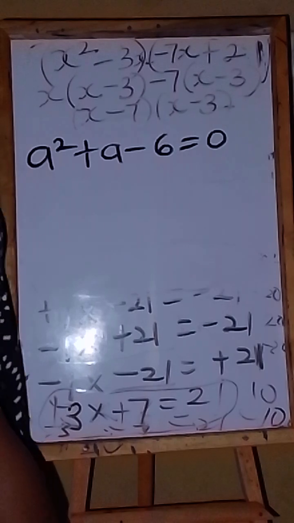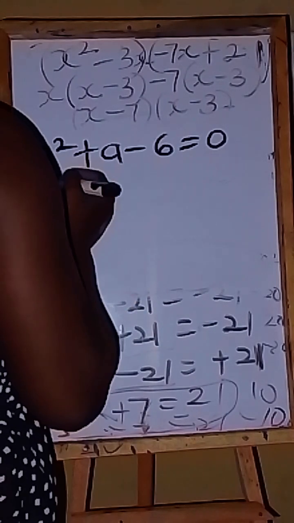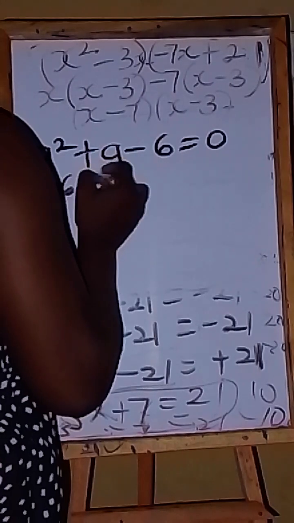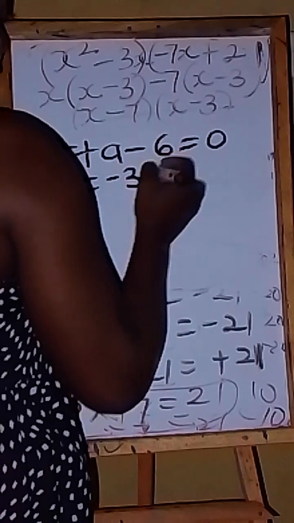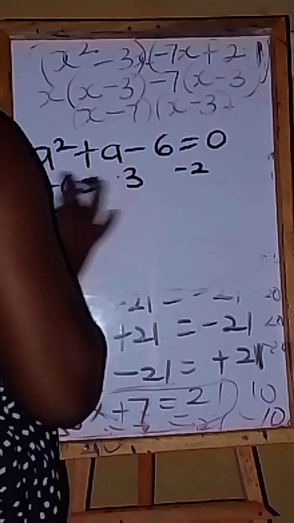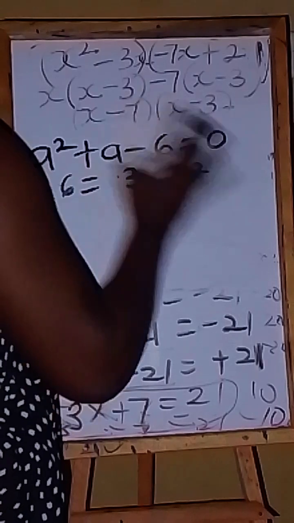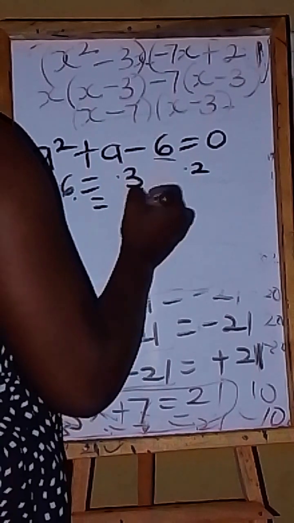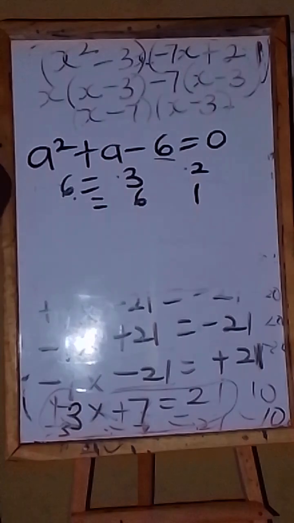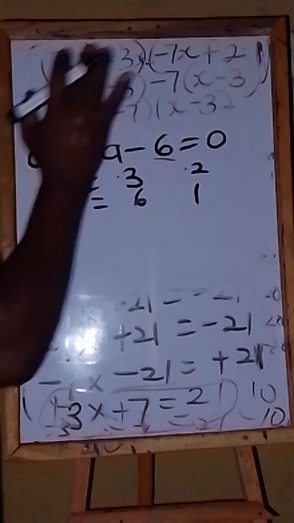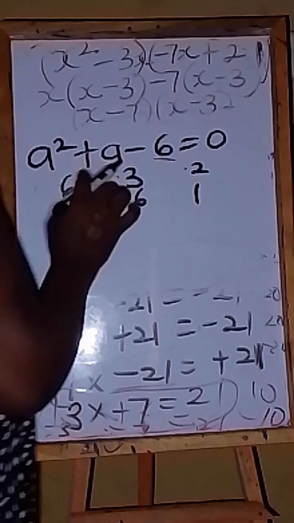So looking at this, we pick the factors. What are the factors of minus 6? Factors of minus 6 are minus 3 and 2. The other pair, basically, is minus 2 and 3. We can also have 6 and 1. These are the factor pairs. Now, if you check it, it's fast thinking, very fast.